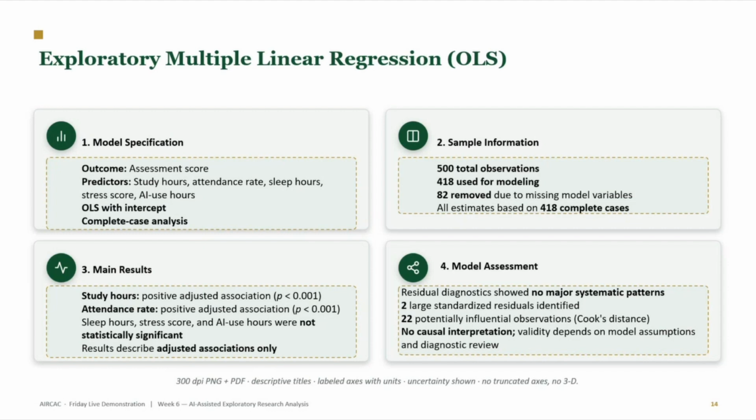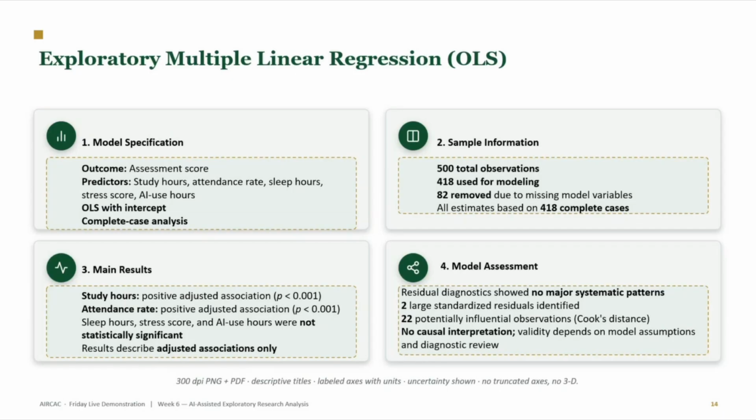So for the model specification, the outcome is assessment score, and we will have the OLS with intercepts. The simple information: we have 500 total observations, and 418 were used for modeling. 82 were removed due to missing model variables. All estimates are based only on the valid 418 complete cases.